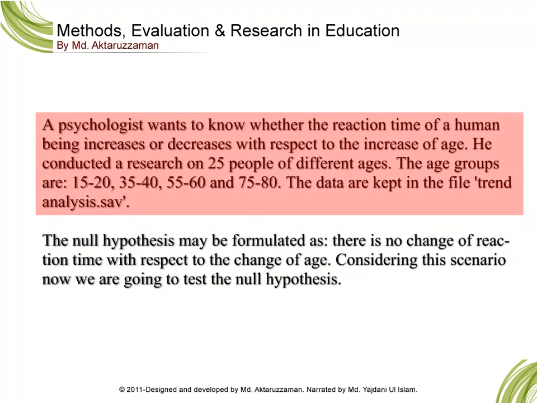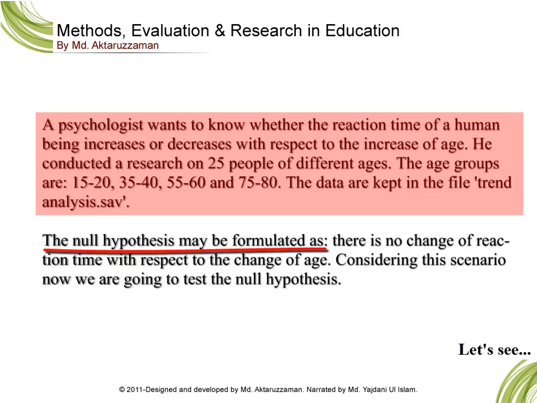A psychologist wants to know whether the reaction time of a human being increases or decreases with respect to the increase of age. He conducted a research on 25 people of different ages. The age groups are 15 to 20, 35 to 40, 55 to 60, and 75 to 80. The data are kept in the file Trend Analysis. The null hypothesis may be formulated as there is no change of reaction time with respect to the change of age. Considering this scenario, now we're going to test the null hypothesis.